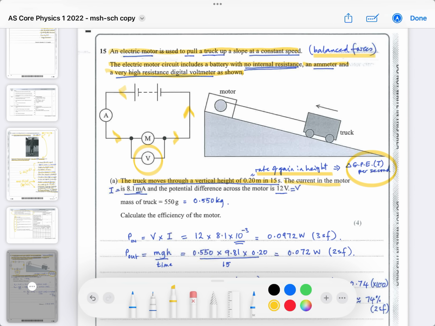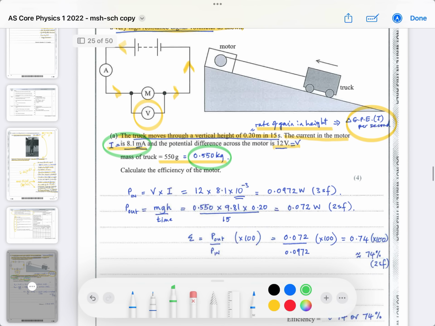The current in the motor is given in milliamps as 88.1 milliamps. You've got to change that to amps, 10 to the minus 3, and the potential difference across the motor is exactly 12 volts. The mass of the truck is 550 grams. You need to change that to kilograms. So don't forget, you've got to change milliamps to amps, and grams to kilograms. We don't use grams as our SI unit. The SI unit is kilograms.